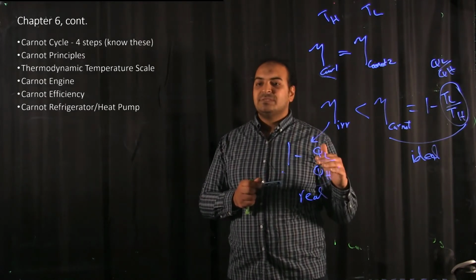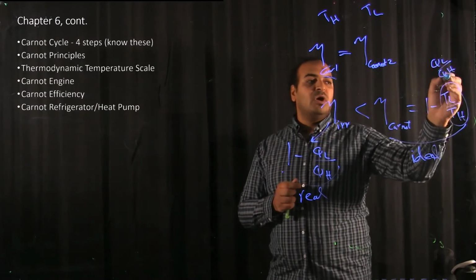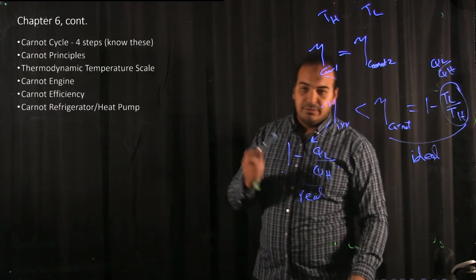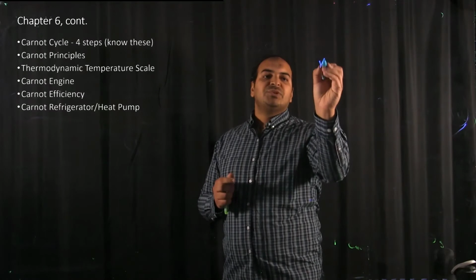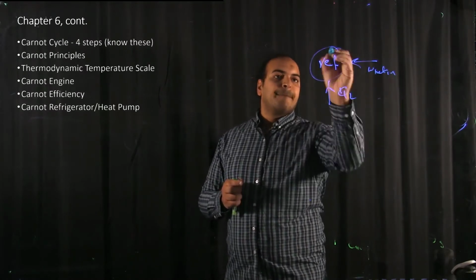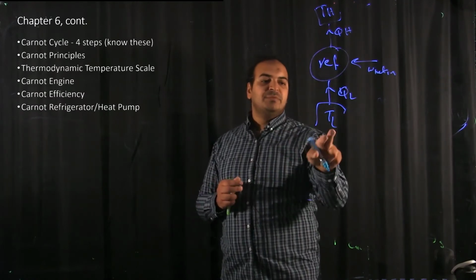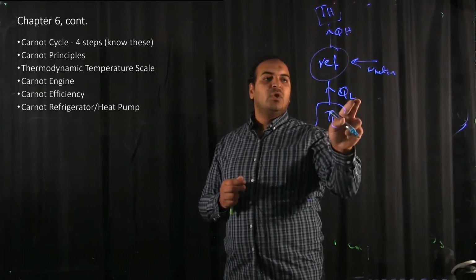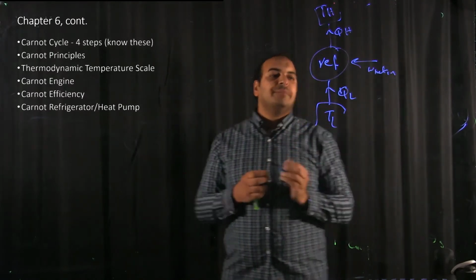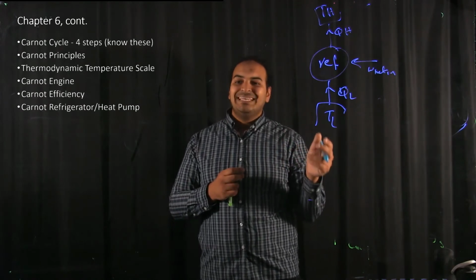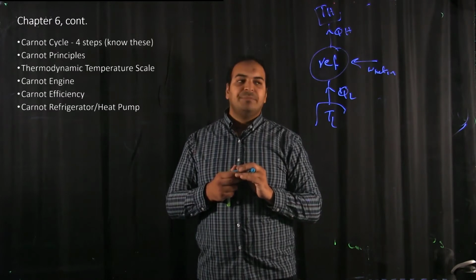Similarly for COPs, we can first write them in terms of Q low or Q high, then write them in terms of T low or T high. Let's see that for a Carnot refrigerator or heat pump. Let's talk about the refrigerator. So we have T low, T high, the minimum and maximum temperature, Q low and Q high, W net in. Again, work in plus Q low equals Q high. Exactly the opposite of a heat engine, exactly the same as a heat pump.